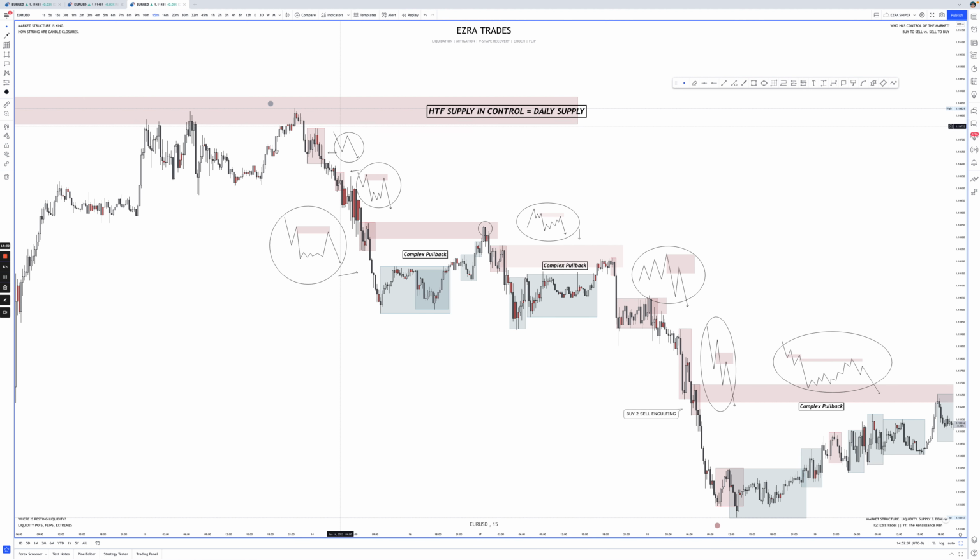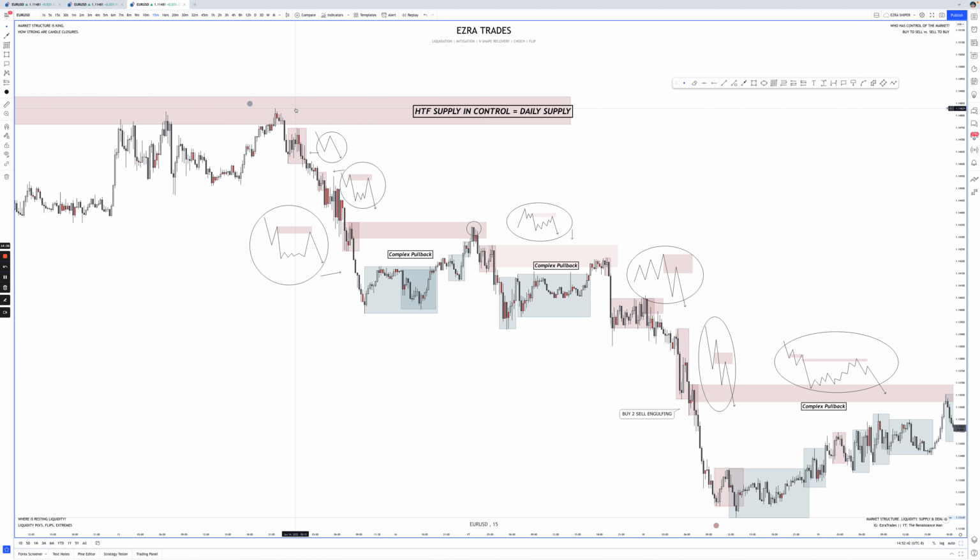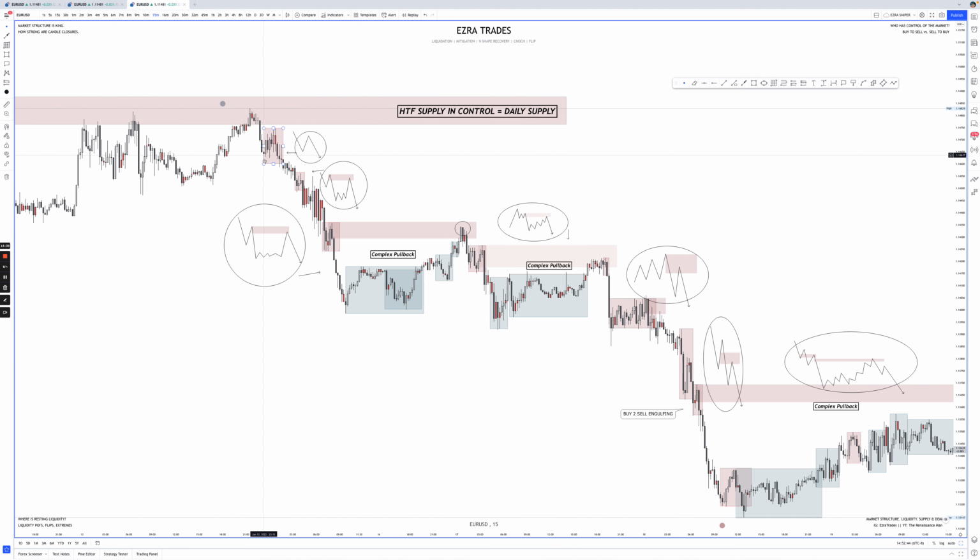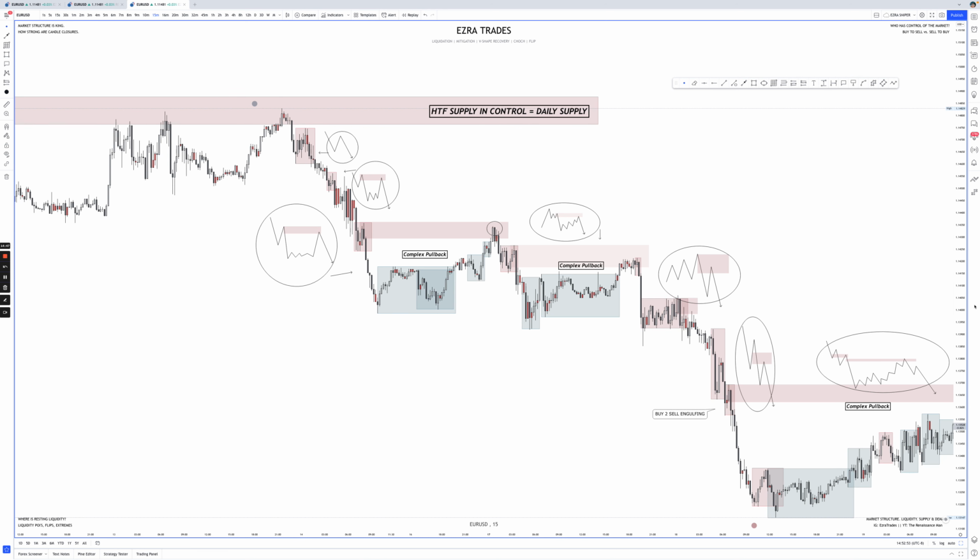So first things first, price comes in, we tap into this higher time frame supply. Now what do we have? A reaction. Price comes down, forms a low, forms a high, exits to the bottom. We don't get a candle body closure until here, right? So what is that? That's the continuation.